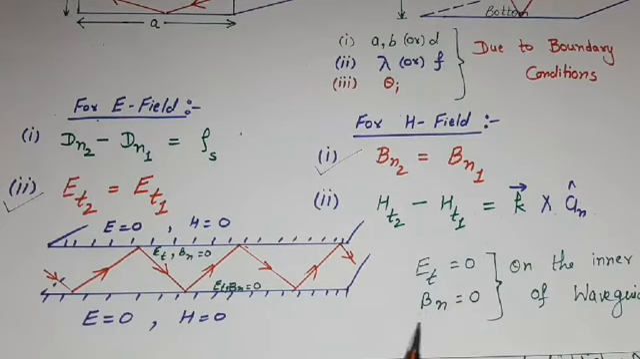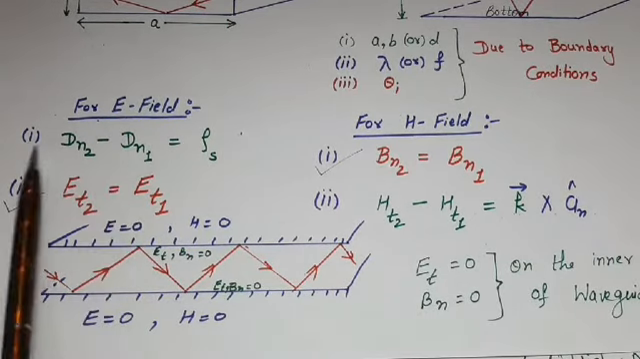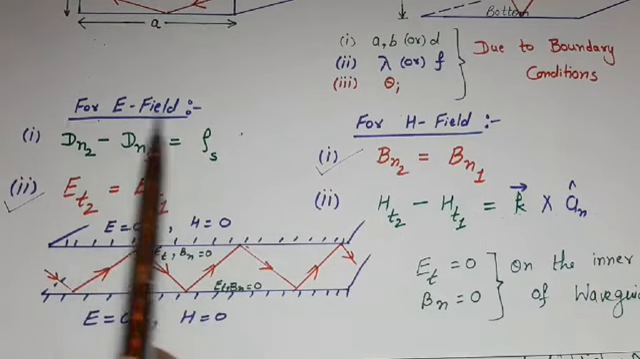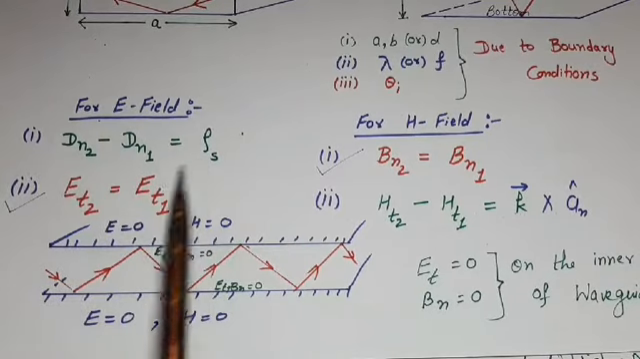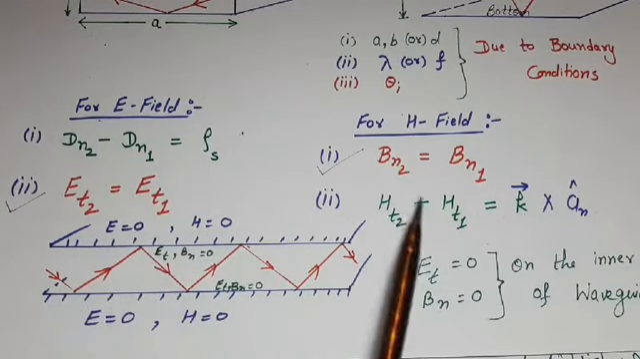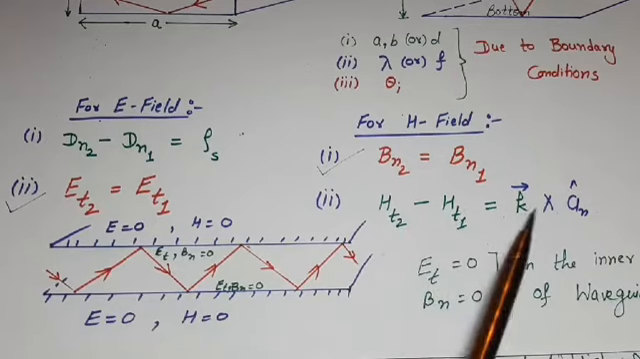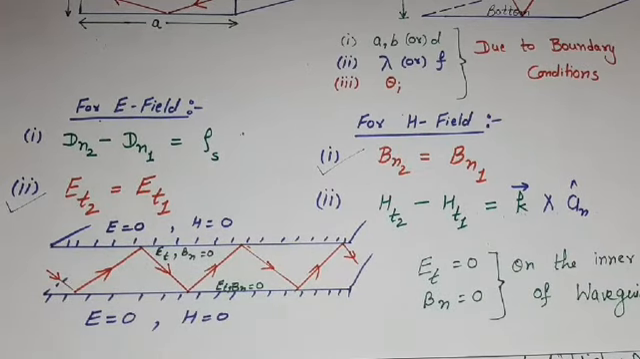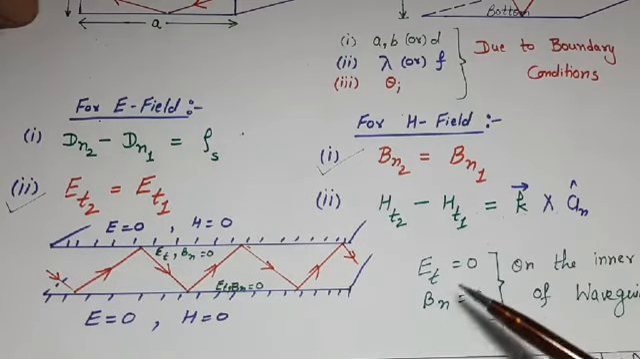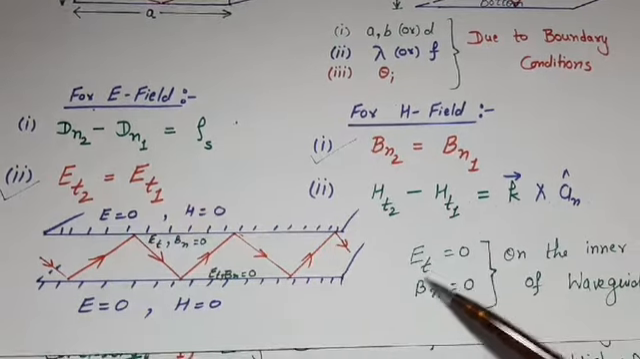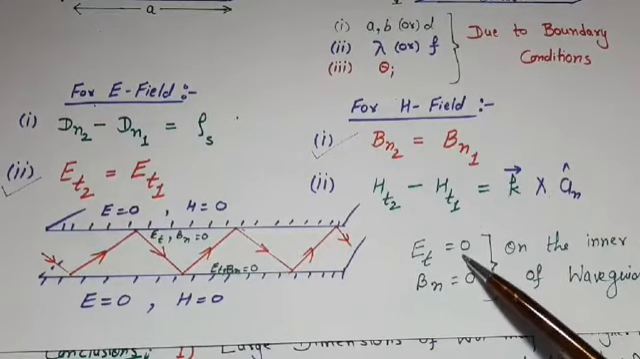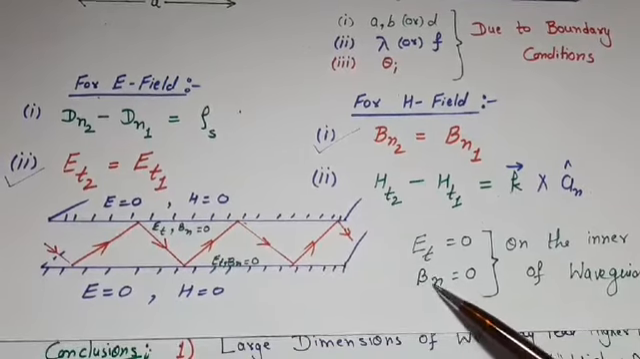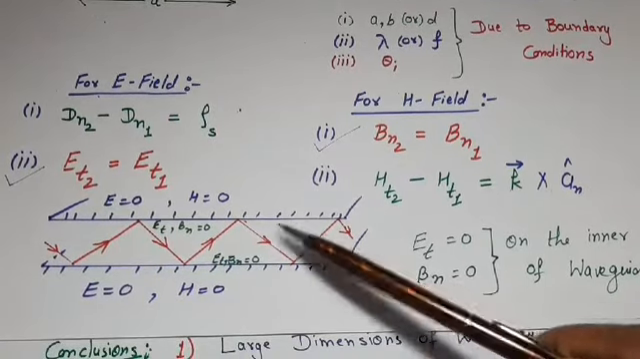There is no restriction in waveguide propagation due to these 2 boundary conditions. Because this boundary condition can be satisfied just by generating a charge of rho s on the conducting surface, and this boundary condition can be satisfied just by generating a current with current density K. Now if we conclude the point, then we can say in case of waveguide, the tangential component of electric field should become 0 on the walls of the waveguide, and similarly the normal component of magnetic flux density should become 0 on the walls of the waveguide.